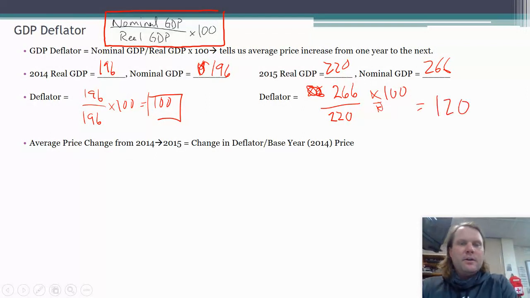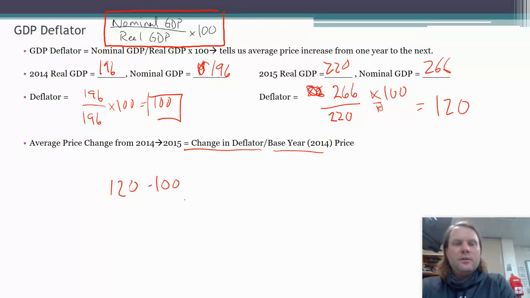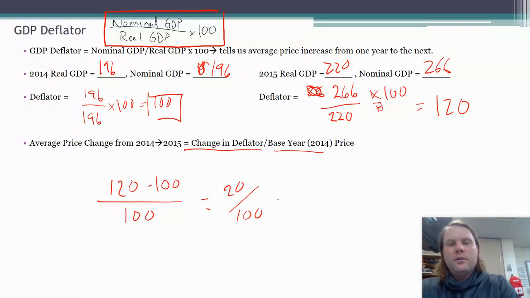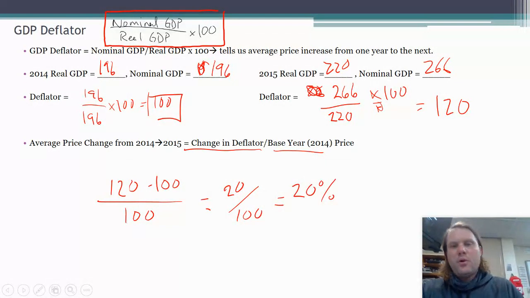Down here, change in deflator divided by the base year: 120 minus 100 over the base year, which is always 100, equals 20 over 100 equals 20%. So that's our average price change in that particular problem. There's some practice problems for you there. Let's go through and do one more quick one since I've got your attention.